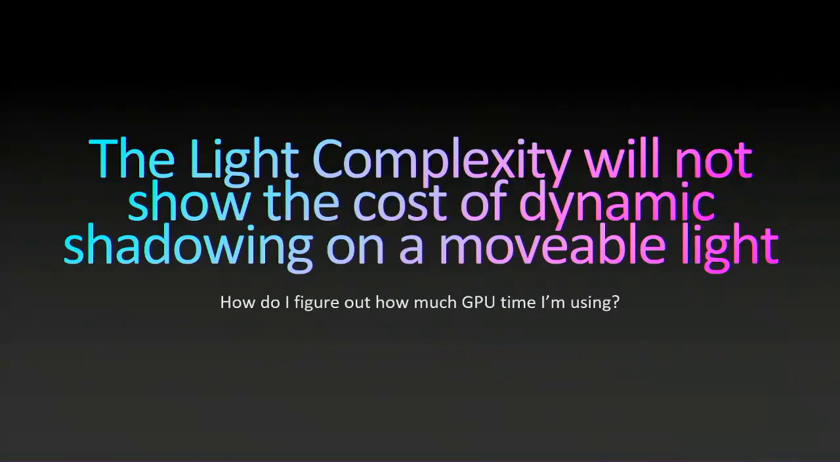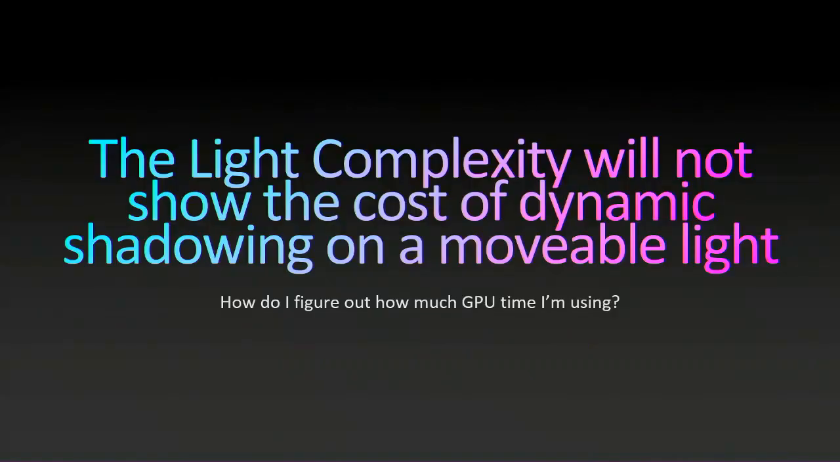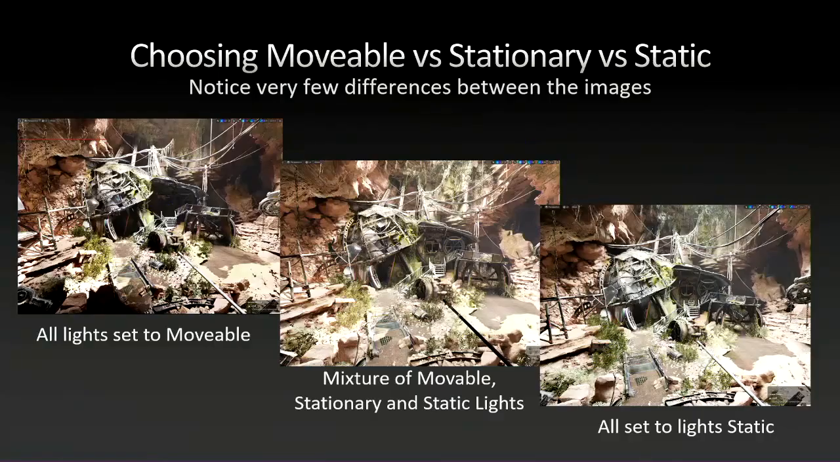So the light complexity will not show the cost of shadowing, though, on a movable light, which is kind of, that sucks, but it will show you how complex it is just to run the lighting algorithm for that part of the scene. Lighting doesn't include shadowing, it usually includes things like specular, bounces, and how much diffuse it puts out, etc., albedo. So how do we figure out how much our lighting is costing us?